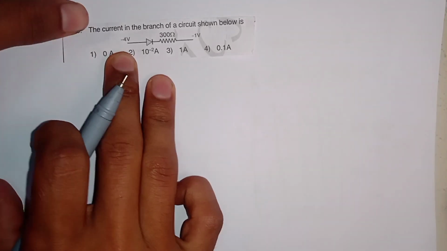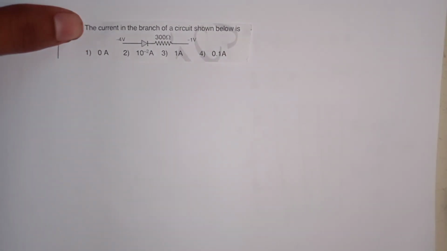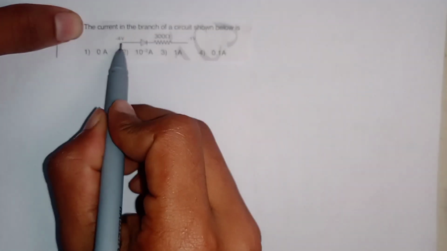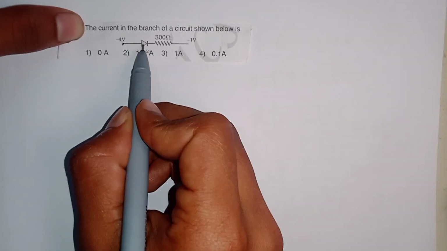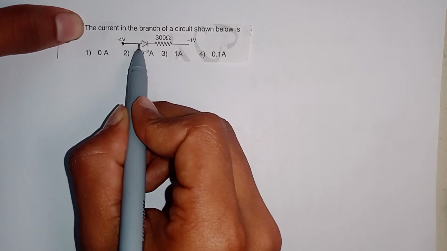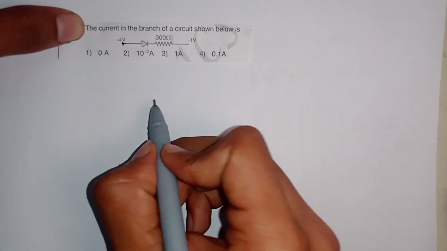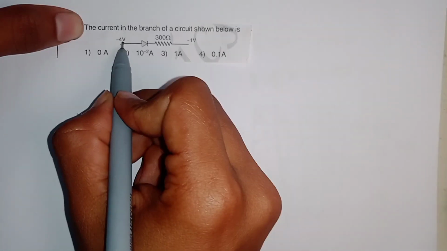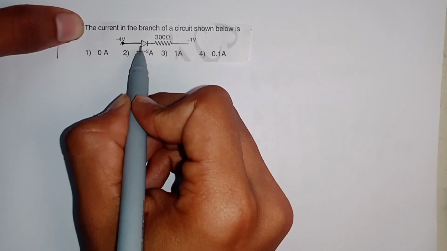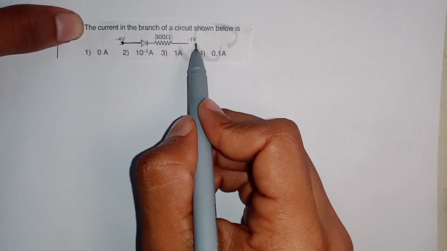Next question is like this. The current in the branch of a circuit shown below is... What is the current in the shown circuit? See here, they have given -4 volt here, and the diode is given here. From this diode it is forward. Remember this: when coming to this through this, it is a forward bias. Next, 300 ohm and minus 1 volt.